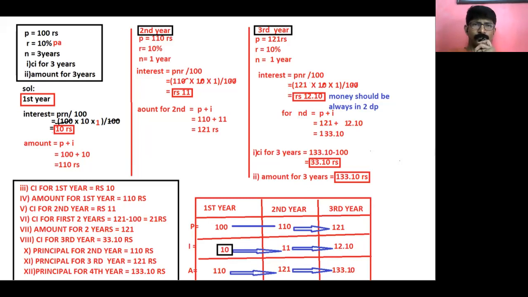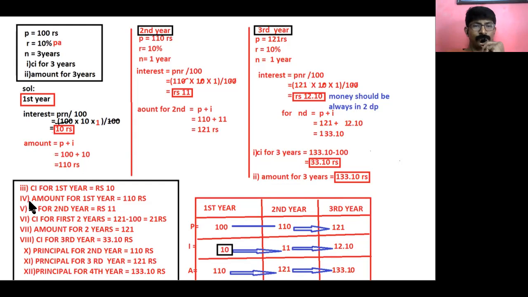So what kind of questions can you see in this particular chapter? The first question they can ask you is: calculate CI for the first year. So what will be the CI for the first year, students? Okay, look at this. The CI for the first year is rupees 10. We'll move ahead with these questions. So what are the various types of questions they can ask you in the examination? Students will have to keep writing along with me. The first two questions we have already solved. Now what is the third question they can ask you? What is the CI for the first year? Listen very carefully. CI for the first year is rupees 10. I hope you understood.